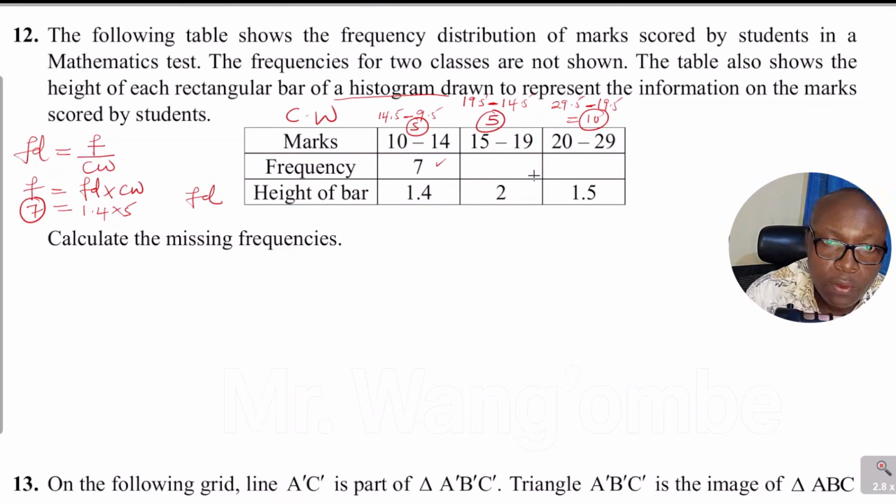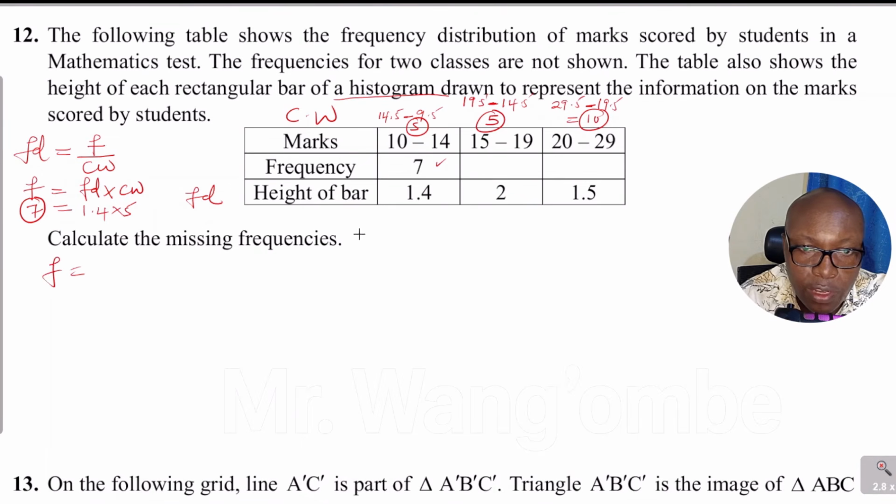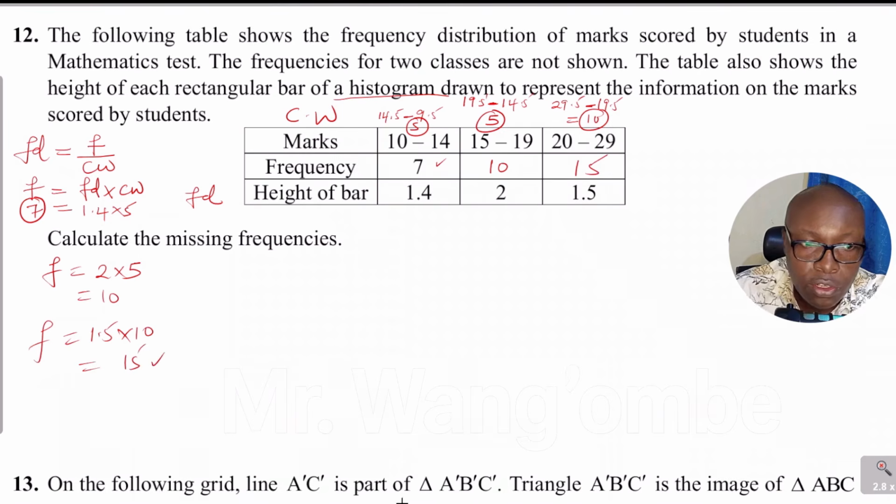So for the second class, the frequency will be given by frequency density, which is 2, multiplied by the class width, which is 5. So that gives 10. Then the other class, 20 to 29, the frequency density is 1.5, then multiply by the class width, which is 10. So that gives 15. So that one is 15. And you're through. You've calculated the missing frequencies.